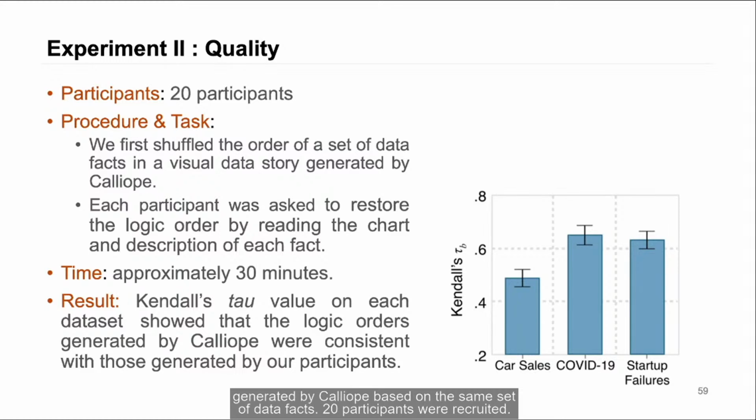20 participants were recruited. We first shuffled the order of a set of data facts in a visual data story generated by Calliope, and then asked a group of users to restore the logic order by reading the chart and the descriptions of each fact. The result shows that the logic orders generated by Calliope were consistent with those generated by our participants.